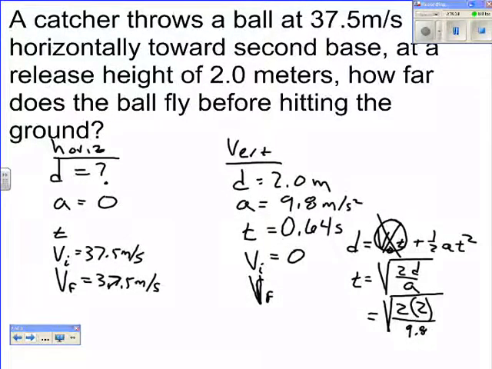Now, think about that. Does that make sense? Is that a reasonable amount of time? If I take a ball and I release it from 2 meters up here, is it going to be a little over half a second before it hits the ground? Yeah. If you came up with 6 seconds, would that make sense? No. You're only falling 2 meters. So we know our time. That seems to make sense. Our time is 0.64 seconds.